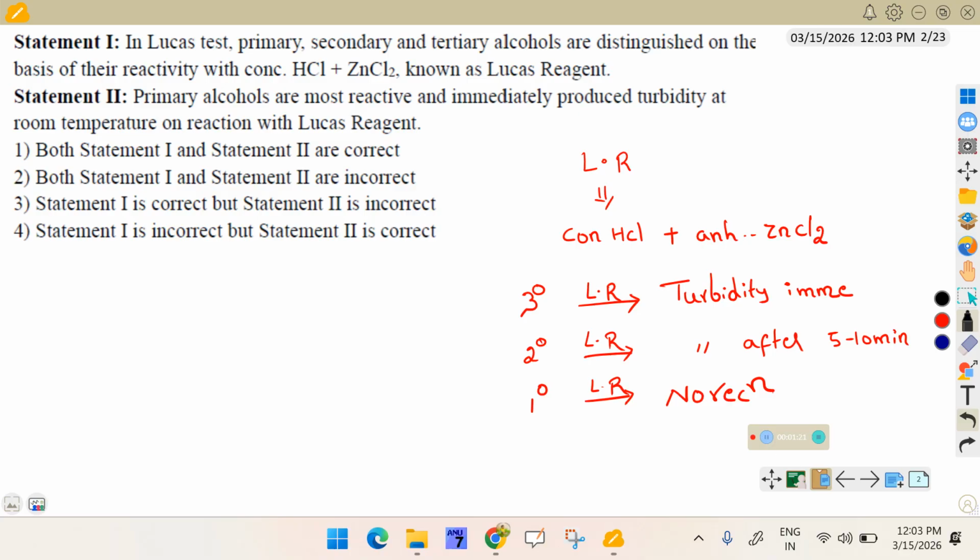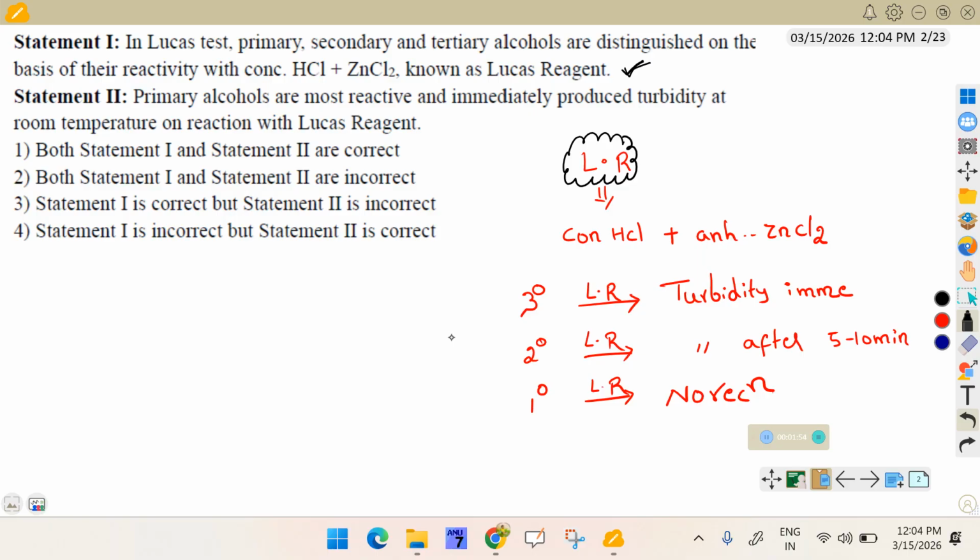See the next question. In Lucas test, primary, secondary and tertiary alcohols are distinguished on the basis of their reactivity with concentrated HCl plus ZnCl2 known as Lucas reagent. Yes, statement 1 is correct, no doubt. Why? Because Lucas reagent is a mixture of concentrated HCl and anhydrous ZnCl2.